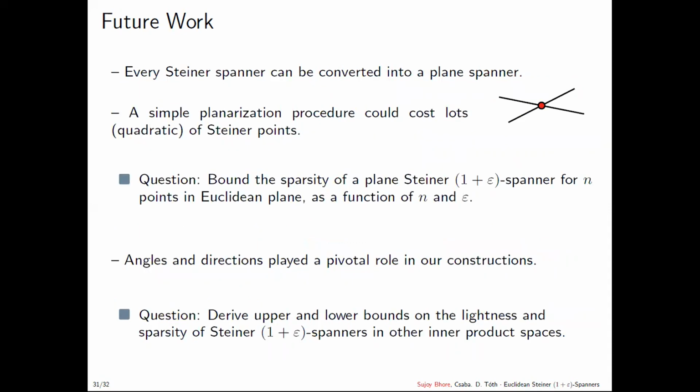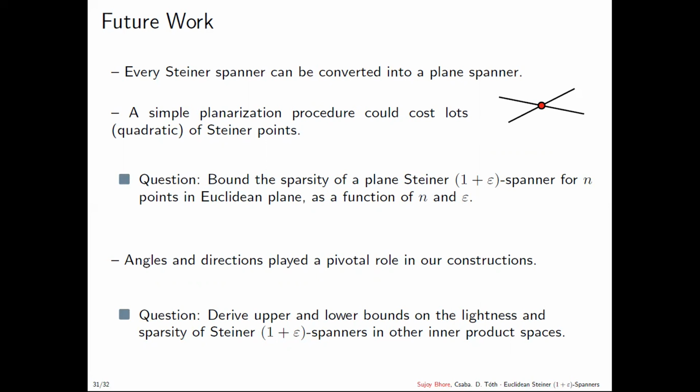Another direction is the plane spanner, and we know that with the help of Steiner points, any spanner can be made planar, because one can introduce Steiner points at the crossing of the junction. However, it can blow up the sparsity, because the number of Steiner points that would be required would be quadratic. We can have quadratically many intersections. So bounding the sparsity of a plane Steiner 1+ε spanner is an interesting question.